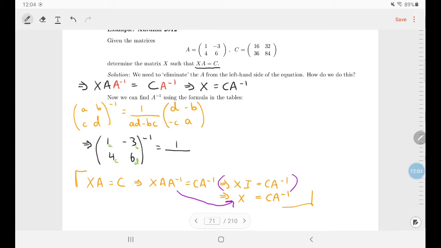So it's equal to 1 over AD. AD is 1 by 6, the right down diagonal, take away BC, which is minus 3 by 4, the left down diagonal. And look what the formula says, it's D and A. Let's do D up in the top left corner. So the D is 6. Let's do minus B, so that'll be minus 3. Then minus C. The C is 4, so minus C is minus 4. And then A, finally, A is 1.